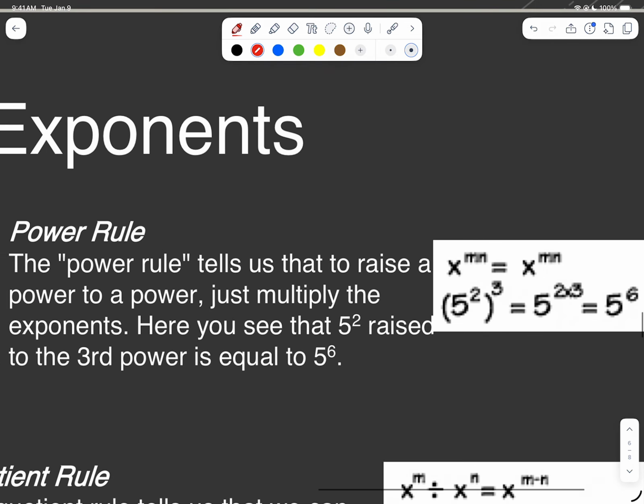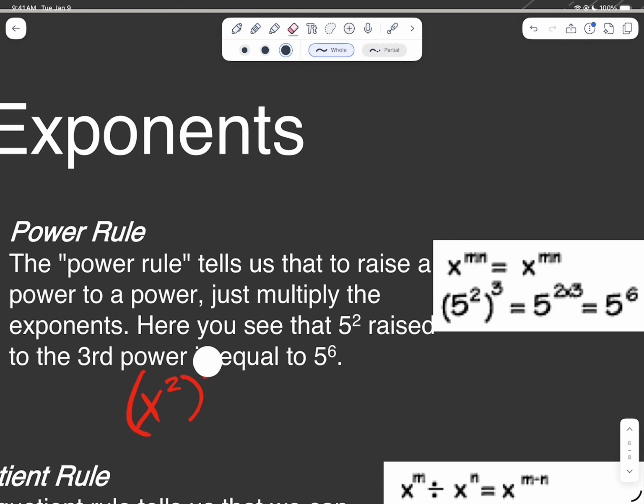All right, next we have the power rule. When a power is raised to another power, we multiply the exponents. For example, x squared, all of this raised to the third power, we get x to the 6th.